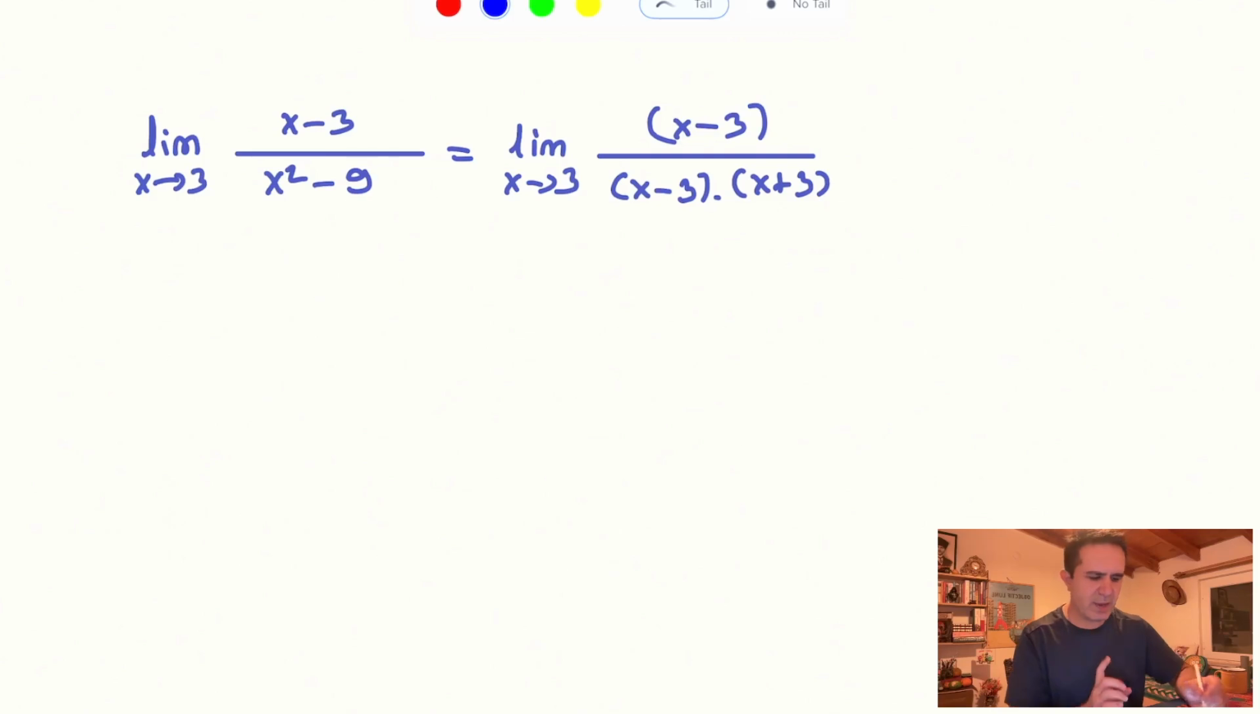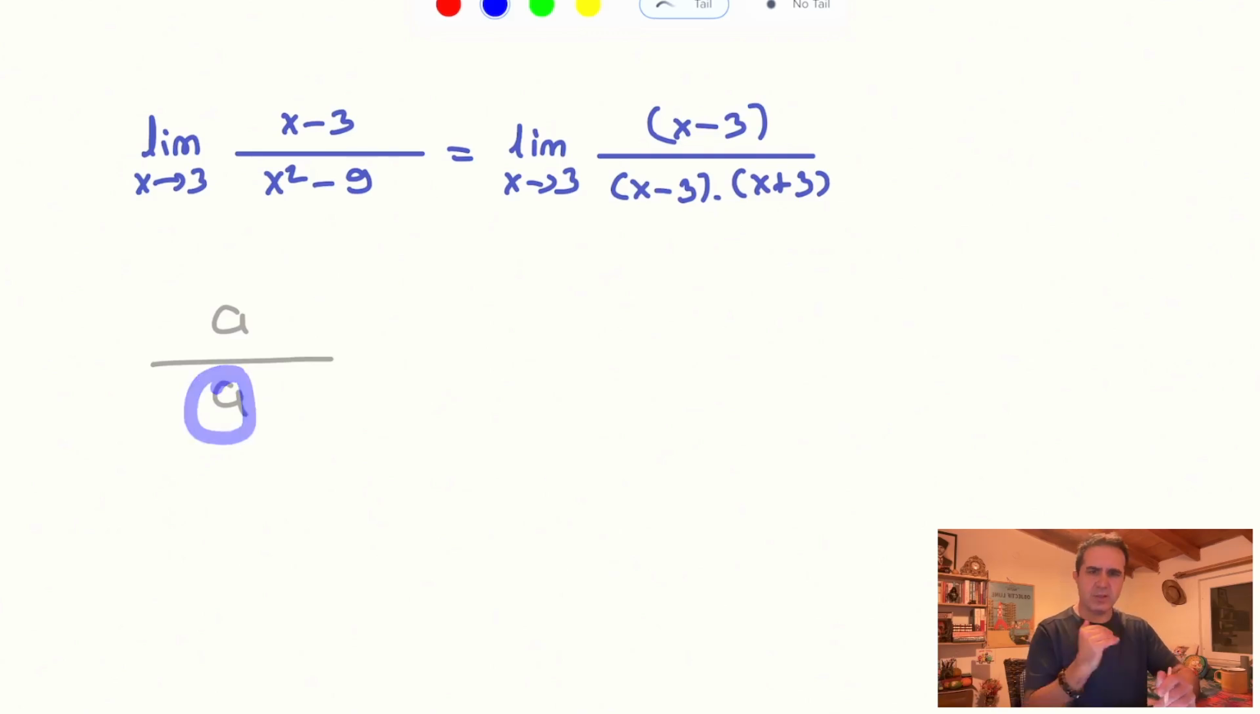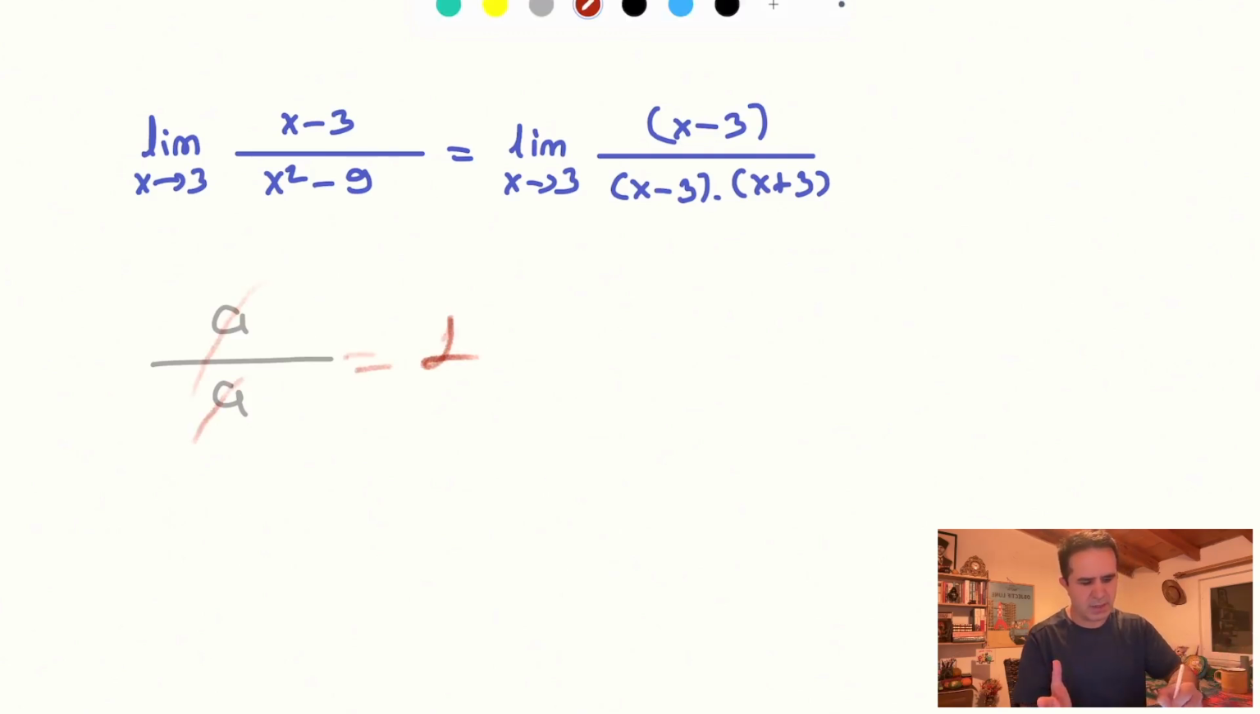And if we have any two equal numbers, for example, a is a number close to 0 but not 0, and the same a in the denominator. Those a's are equal numbers and they are not 0. Then we can cancel them and we can say that this will be equal to 1.